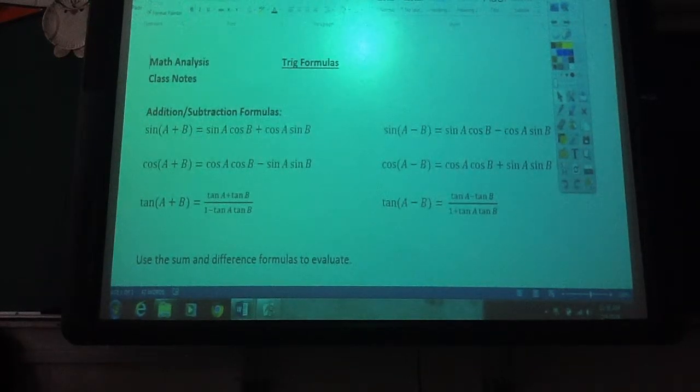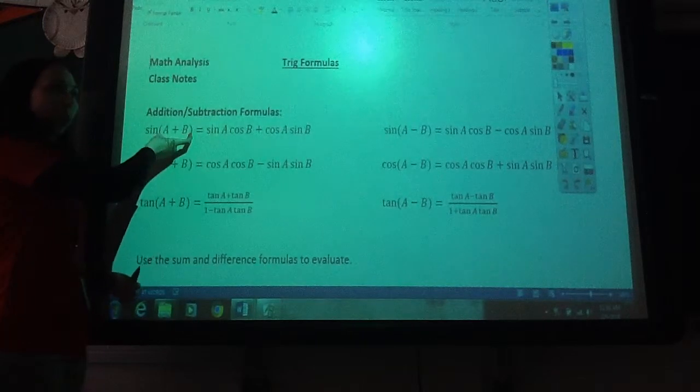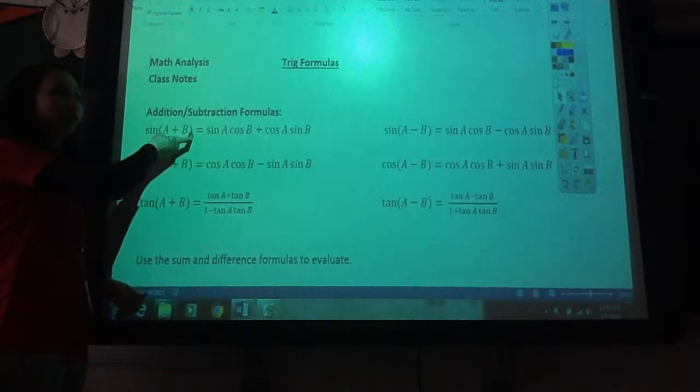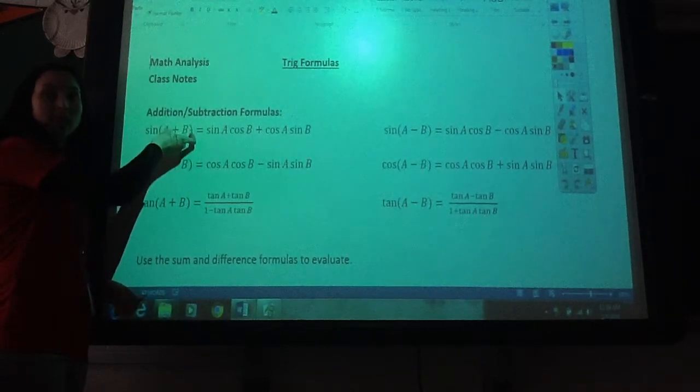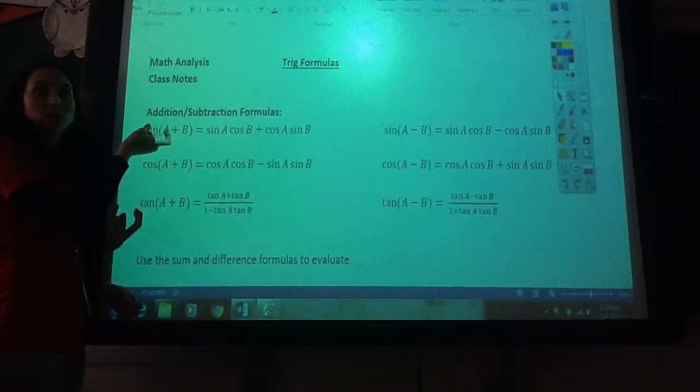Alright, so addition and subtraction formulas. These guys are basically called the sum and difference formulas for sine, cosine, and tangent. Now, what we mean by sum and difference is this: we're used to having one x, one theta, one angle, whatever it is, in here. What if we have more than one?